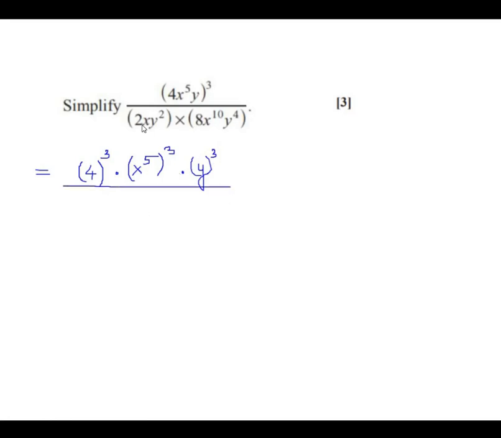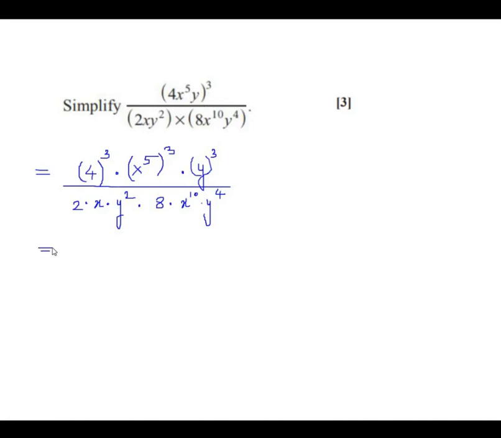This whole thing is divided by 2xy squared. So we write it as 2 into x into y squared. And this denominator is written as 8 times x to the power of 10 times y to the power of 4. So I have just opened up the brackets. There is no distribution of power because there is no power outside the bracket. Distribution only happens if the power is outside the given brackets.